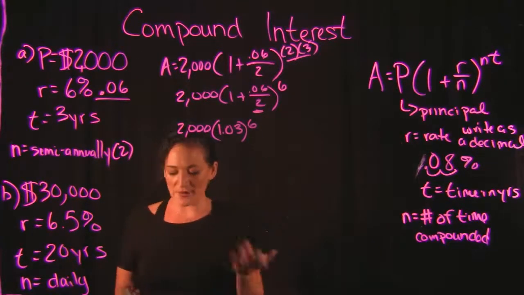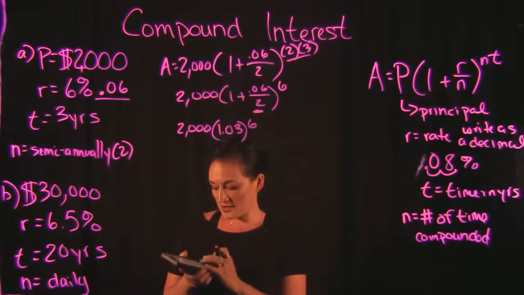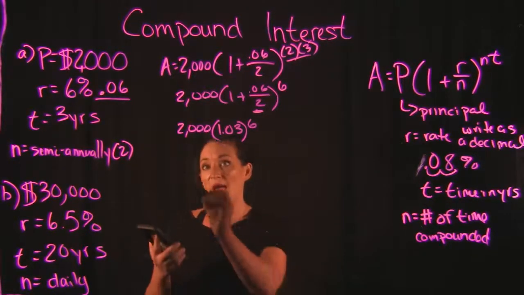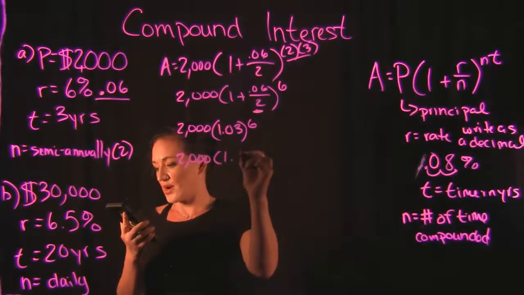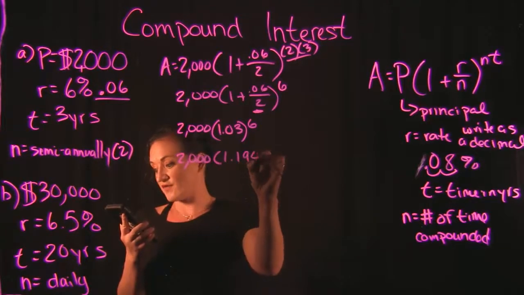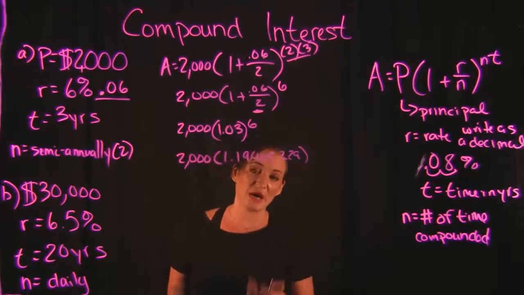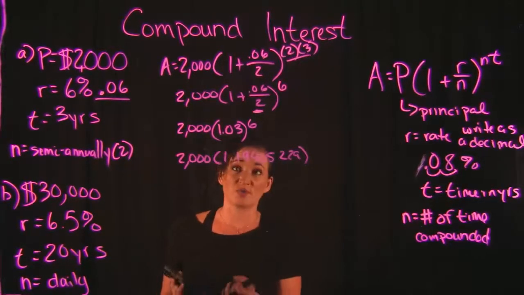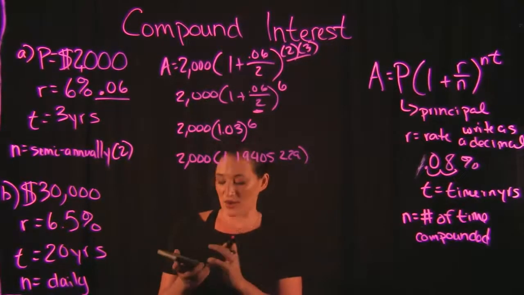At this point here, I'm going to rely on my calculator to do the rest of this for me. In my calculator, I'm going to type in 1.03, and I am going to raise that to the 6th power. And when we do that, I am getting 1.19405229. That is a very, very big number. You don't want to round in these kind of examples if at all possible. So if you know how to do this in one line, that's going to work even better.